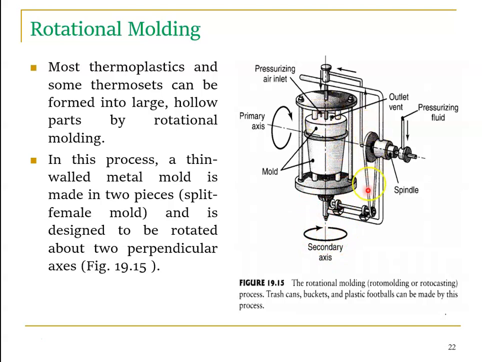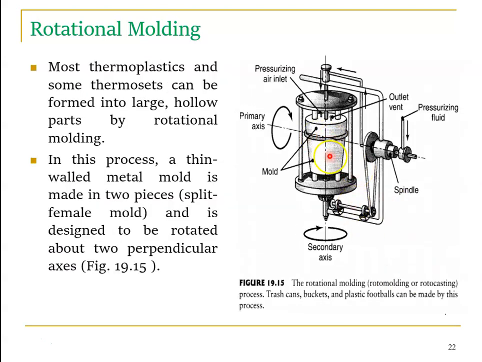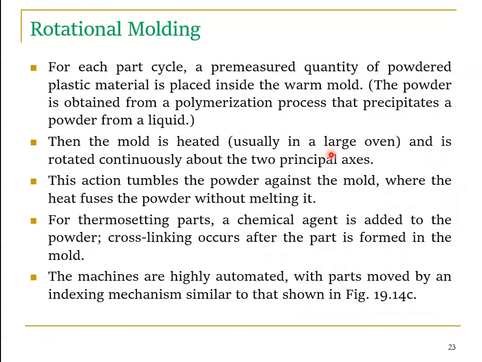For each part cycle, a pre-measured quantity of powder plastic material is placed inside the warm mold. So inside the mold we place the powder, right? The mold is to be in the heated state. The powder is obtained from a polymerization process that precipitates the powder from a liquid.